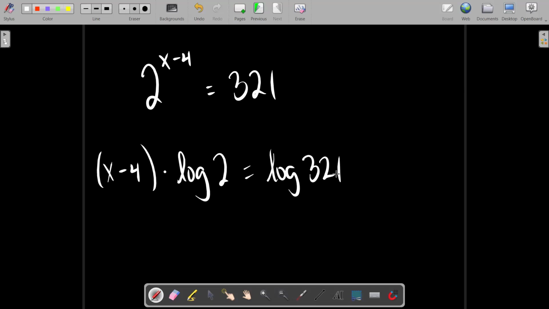Right. The worst thing you could do right now would be to distribute the log of 2. Math teachers are always like, oh, see parentheses, you better distribute. Not in this case. You would be very unwise to do that. What you want to do in this case is leave the x minus 4 alone and divide both sides by log of 2.